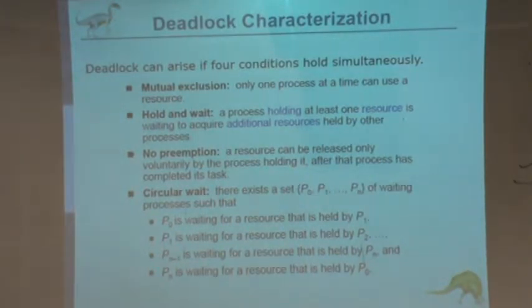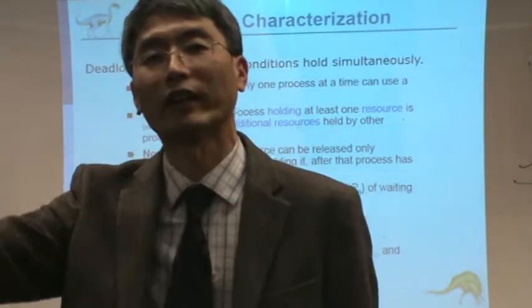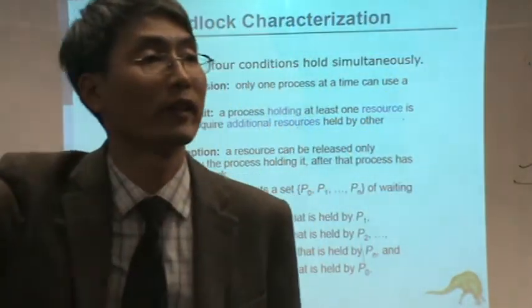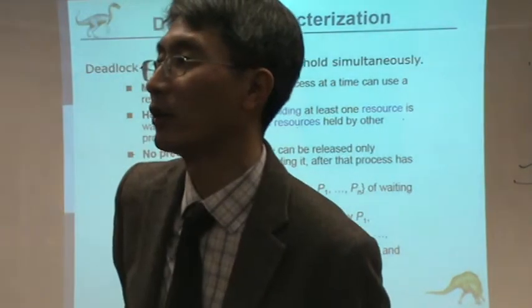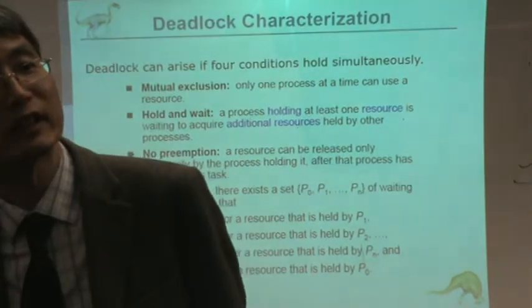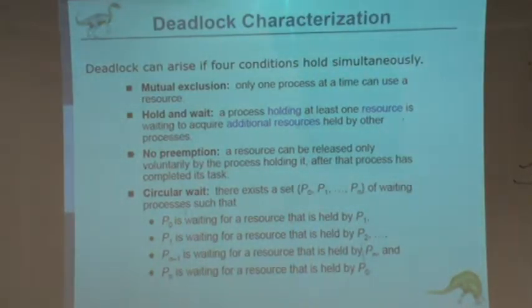First one is mutual exclusion, non-shareable resources, especially non-shareable instances. Second is hold and wait. And there should be a circular wait, and no backup, no preemption. Do not release in the middle. So those are the four requirements of the deadlock.